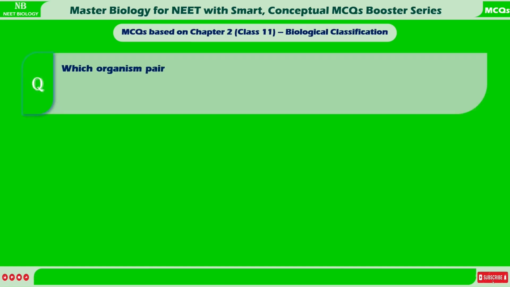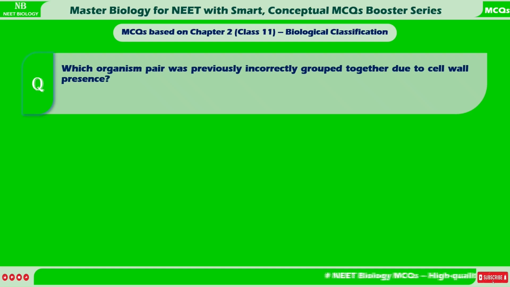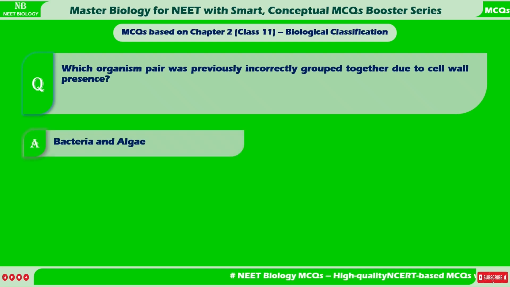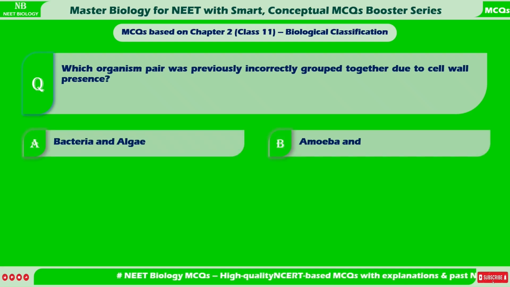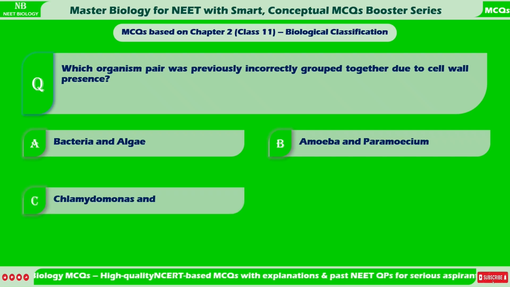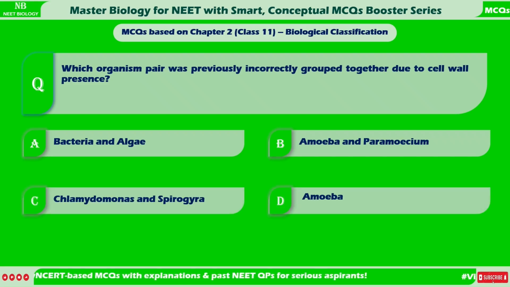Which organism pair was previously incorrectly grouped together due to cell wall presence? A. Bacteria and algae, B. Amoeba and paramecium, C. Chlamydomonas and Spirogyra, D. Amoeba and fungi.